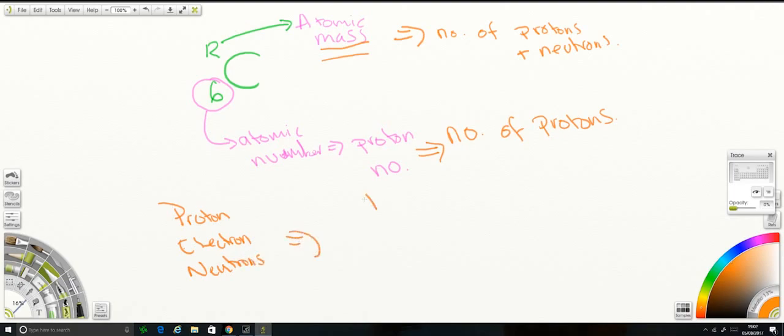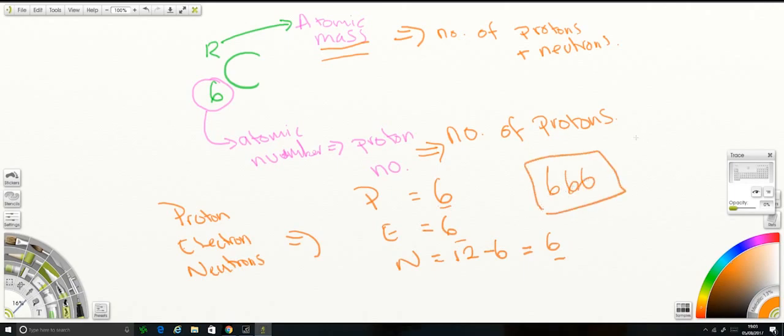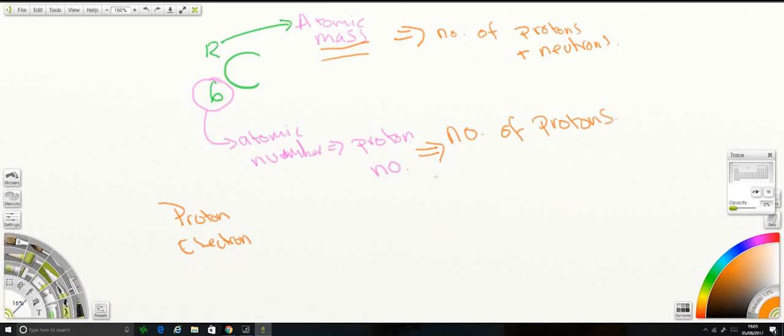But the question is, how do you do this? For short, I call this the PEN number, P-E-N. To work out the number of protons, you look at the bottom number. So carbon has 6 protons. The number of protons and electrons are equal, so this is 6 electrons. To work out the number of neutrons, it's the mass number take away the atomic number. So it's 12 take away 6, which is 6. So carbon has 6 protons, 6 electrons and 6 neutrons. 6, 6, 6. Oh my days. Scary. Not really.